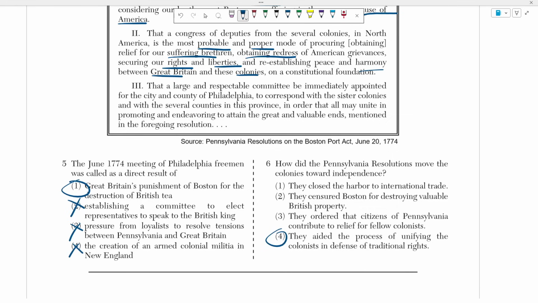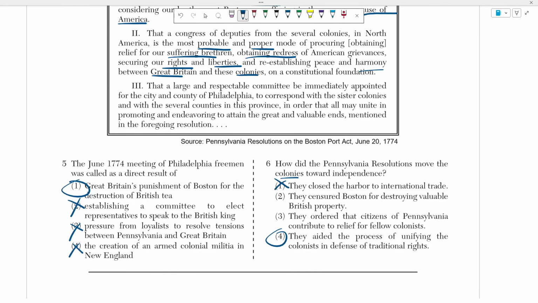People saw this event and they were horrified. They're like, well, what right does Britain have to punish the entire city of Boston for the actions of few? And what right do they have to take away any of our rights? We want to go back to the old way of British governance, which was when they just let us do our own thing, right?